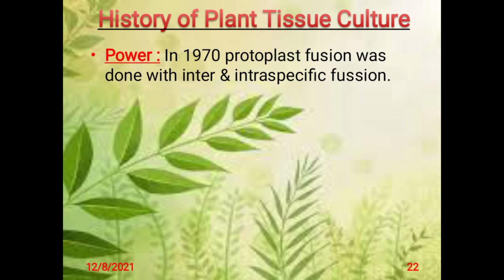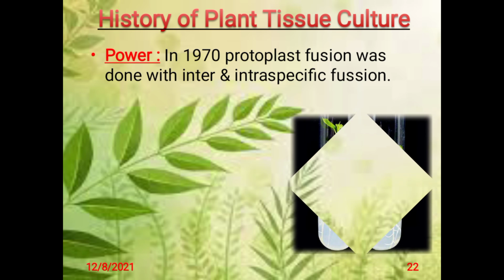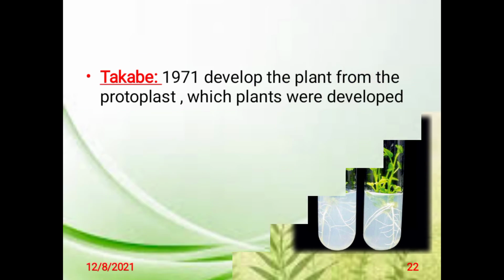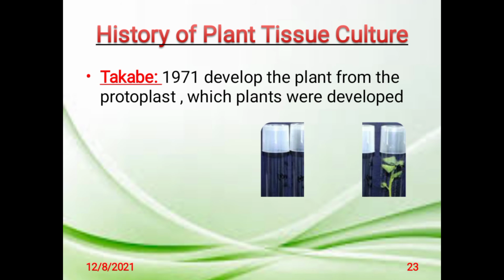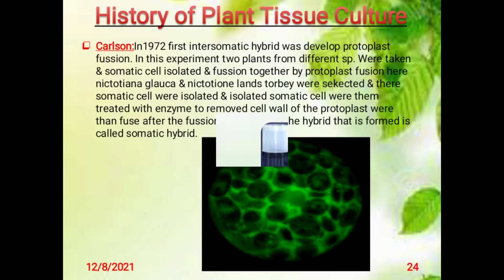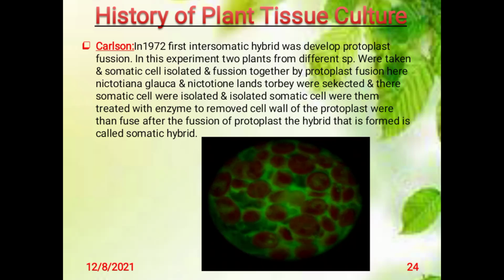Power. In 1970, protoplast fusion was done with inter and intraspecific fusion. And Takebe, 1971, developed the plant from the protoplast. Next is history of plant tissue culture, Carlson. In 1972, the first intersomatic hybrid was developed by protoplast fusion.